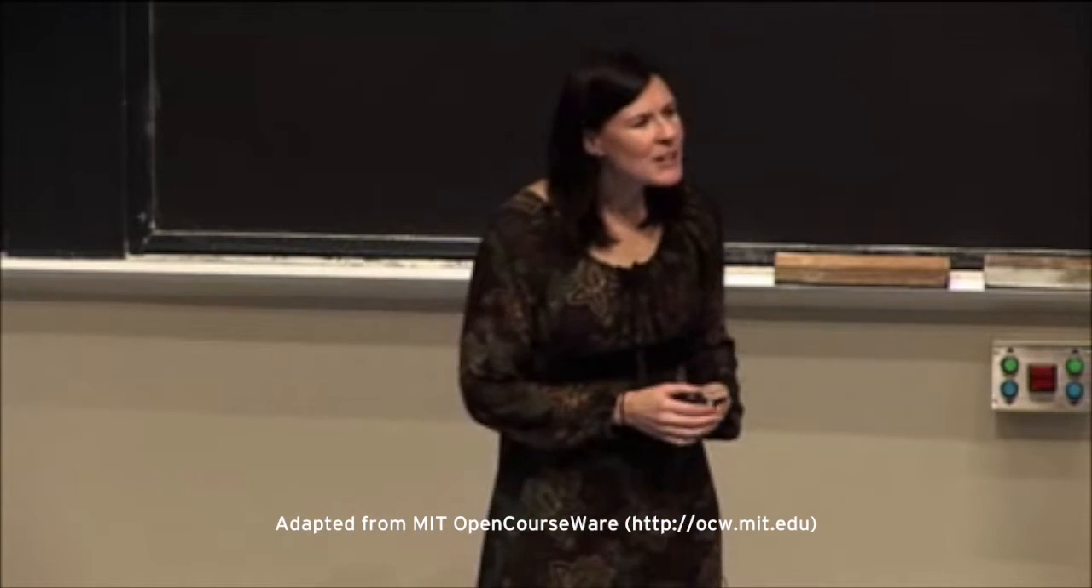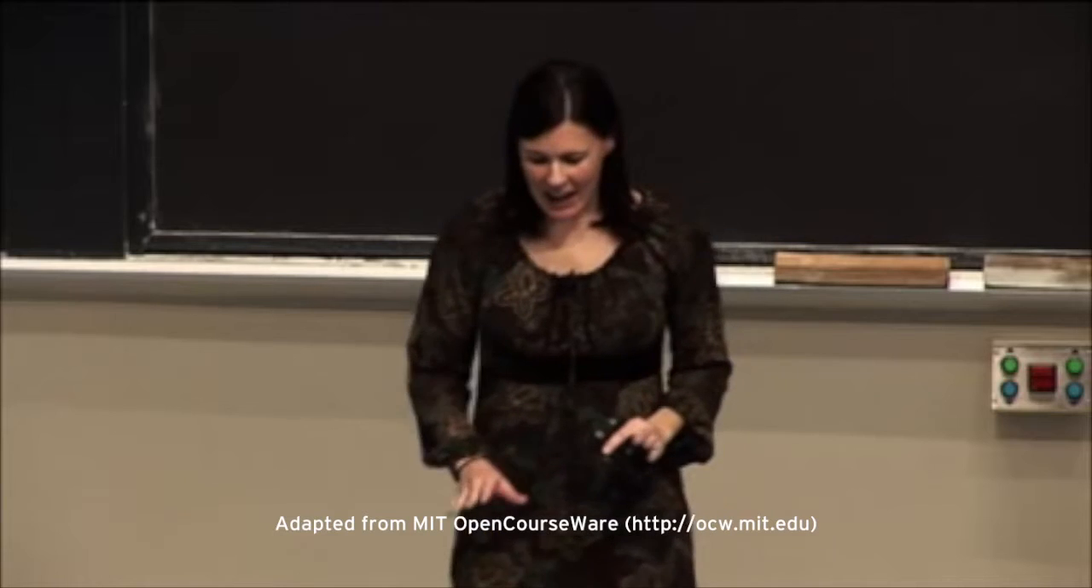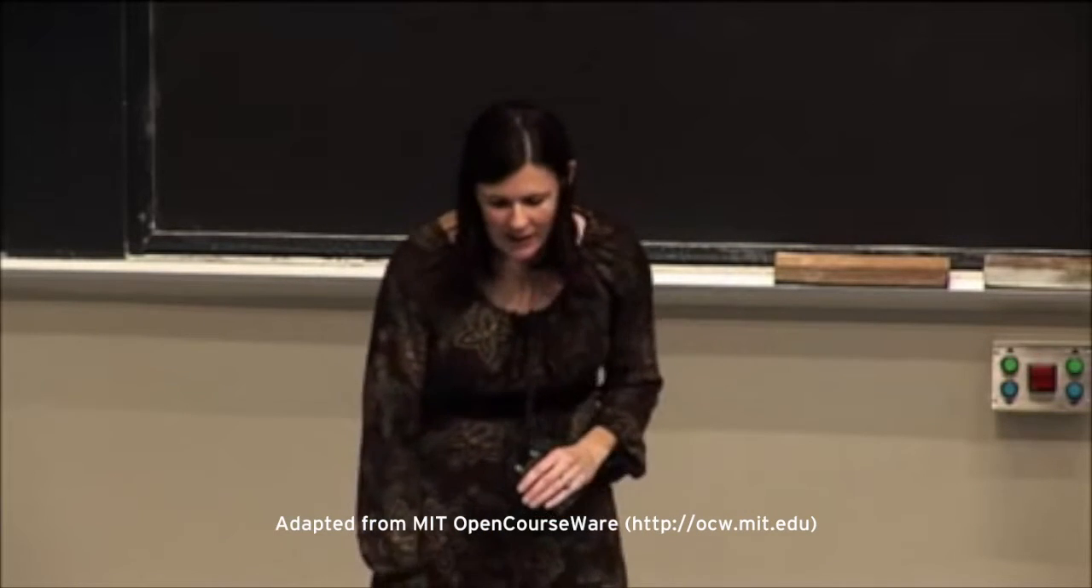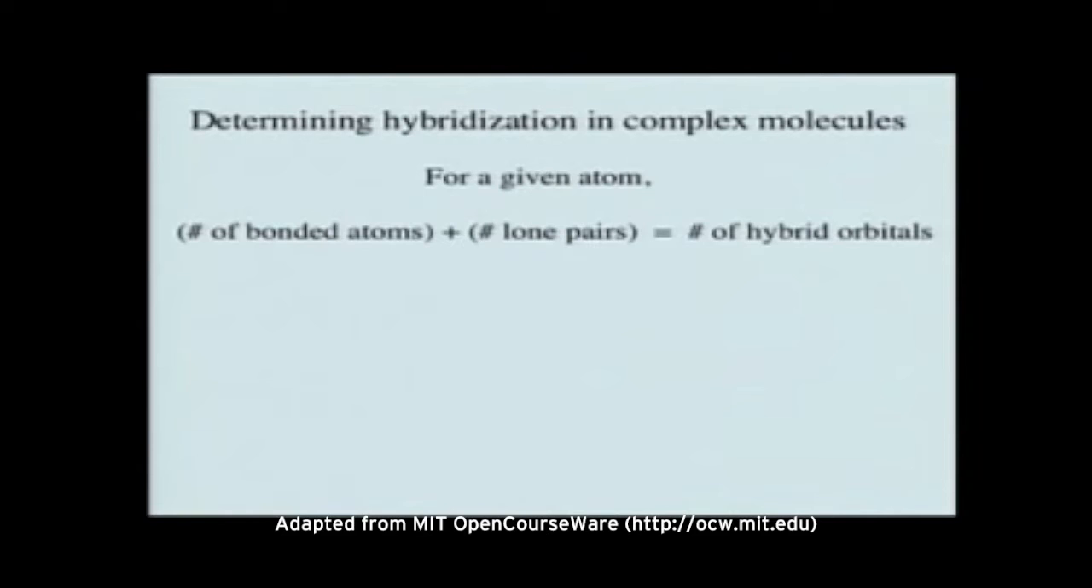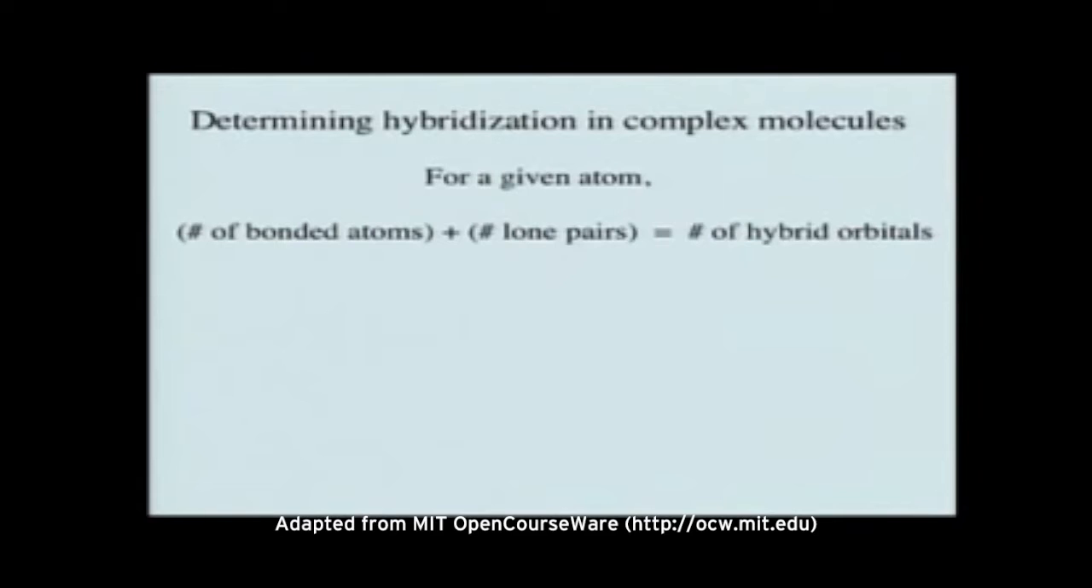All right, so how do we go about determining hybridization in complex molecules? It's actually incredibly simple. For the given atom that you're looking at, add up the number of atoms that are bonded to your central atom, or the atom you're considering, and add to that the number of lone pairs. What you end up with is the number of hybrid orbitals that you need.